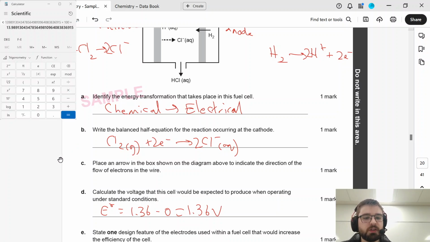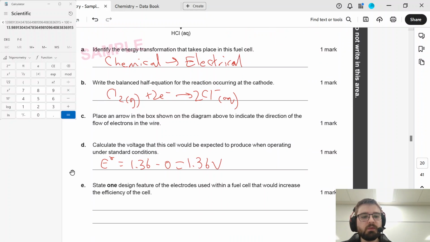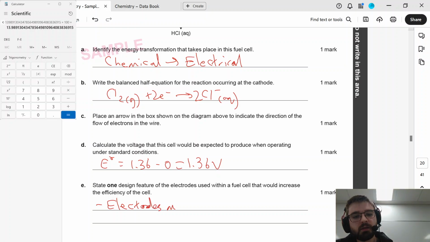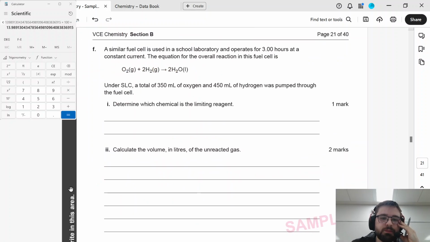State one design feature of the electrodes used within a fuel cell that would increase the efficiency of the cell. So I would say either electrodes made of catalysts, or you could refer to porous electrodes. Now it's state, so I'm not explaining why that increases it. Both of them would increase the reaction rate.